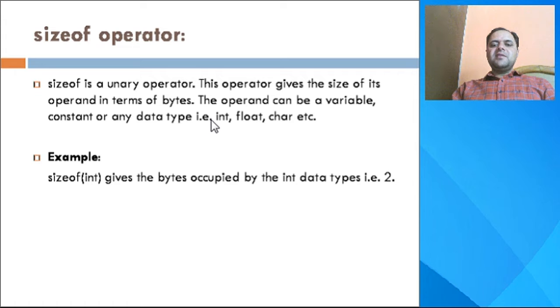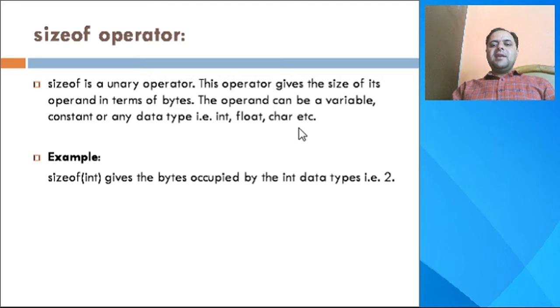The sizeof operator gives us the memory size of a particular data type, or the size of a variable of a particular data type. So it is a unary operator. As you know, a unary operator is an operator which requires only one operand. So here the operand of this operator will be a data type or a variable of a particular data type. So sizeof is a unary operator. This operator gives the size of its operand in terms of bytes.